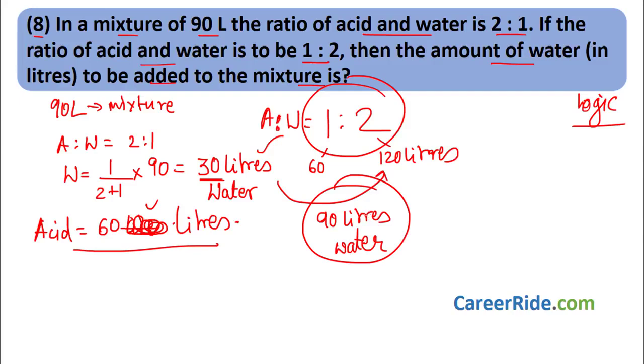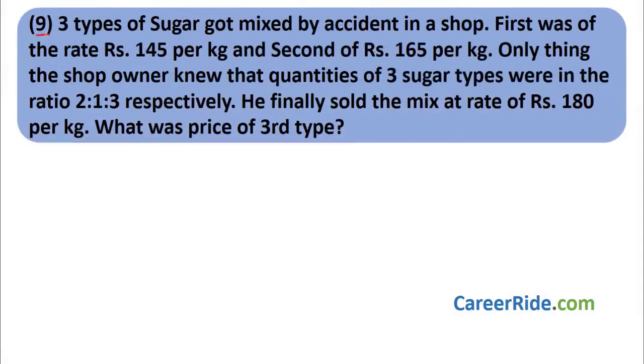Moving to next question. Question number 9. 3 types of sugar got mixed by accident in a shop. First was of the rate rupees 145 per kg. Second was of rate rupees 165 per kg. The only thing the shop owner knew was that quantities of 3 sugar types were in the ratio 2:1:3 respectively. He finally sold the mix at the rate of rupees 180 per kg. What was the price of the third type?